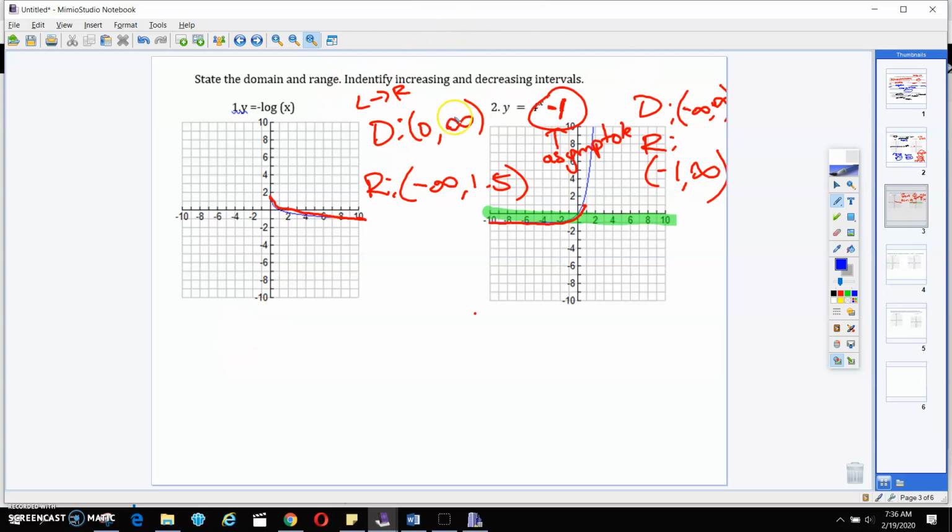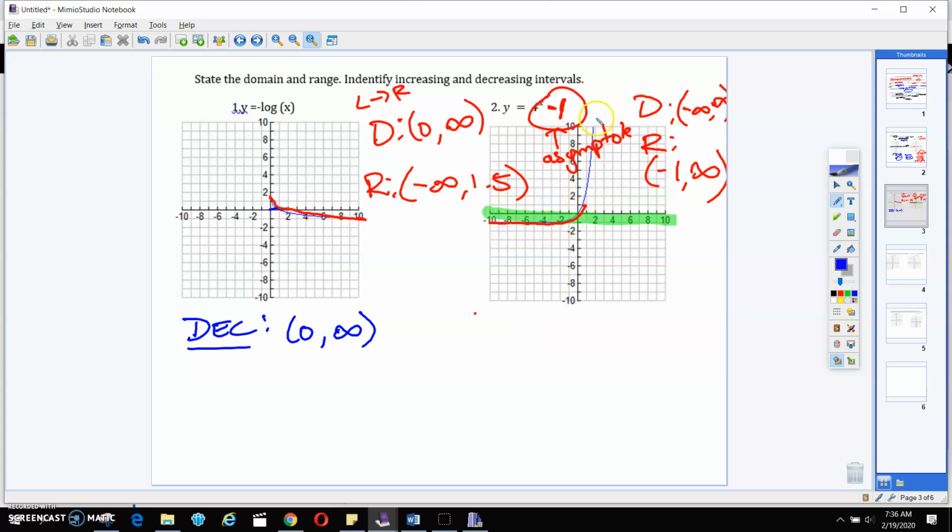So we're going to start talking about increasing and decreasing intervals. On this first graph right here, going back to this first graph, is that decreasing or increasing? Decreasing. Okay? Where is it decreasing from? What's our farthest left x value? 0. What's our farthest right x value? Okay? So for our intervals of decreasing, we're going to put essentially our domain. Okay? Over here on number 2, is it increasing or decreasing?